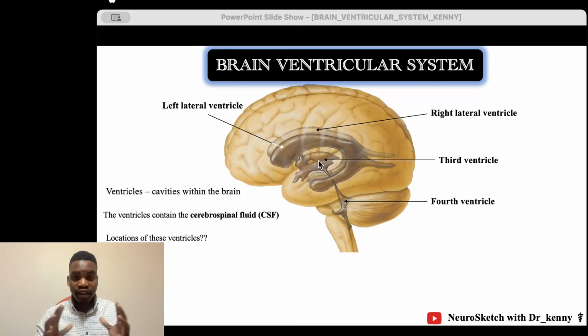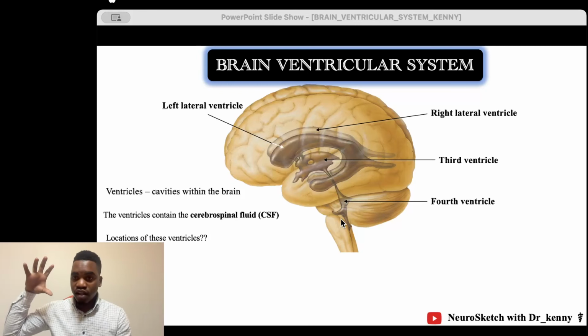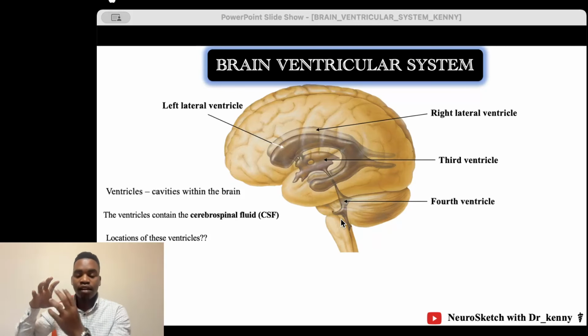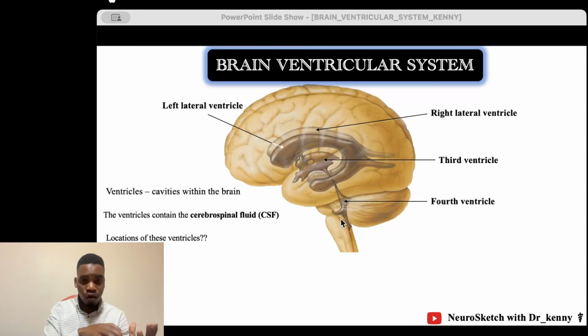The third ventricle is located within the diencephalon. The two lateral ventricles are found within the cerebral hemispheres, but the third ventricle is found within the diencephalon. What about the fourth ventricle? The fourth ventricle is bound by the cerebellum behind and above, and the floor is made up of the pons and medulla. So these are the boundaries of the fourth ventricle: the cerebellum behind, and the pons and the medulla in front.